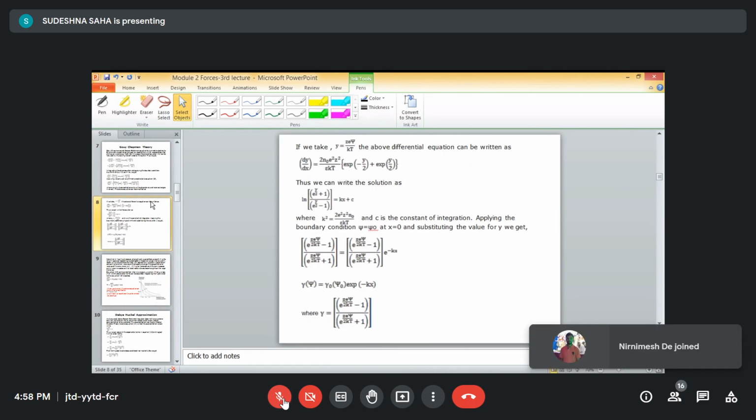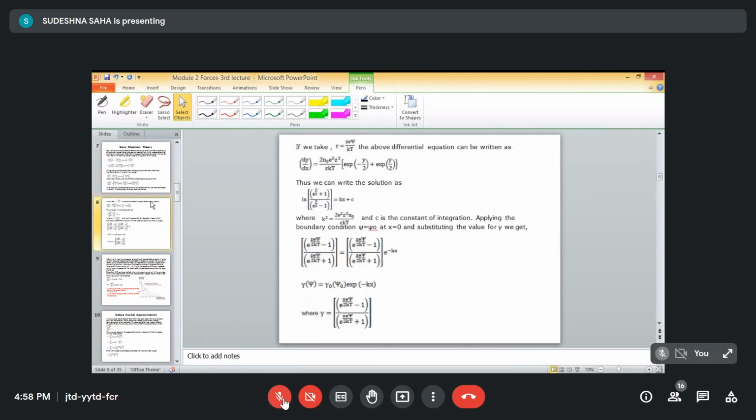Okay, now in order to solve this equation, if you take y equals to Ze psi by kt, then you can simplify that equation like this, and we can solve that by having this equation over here, the solution, where k square, this is basically the k that we are having over here, k square will be equals to 2 e square z square n naught divided by epsilon kt, and c is the constant of the integration.